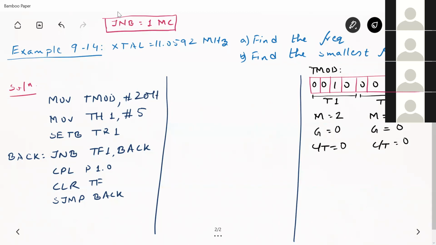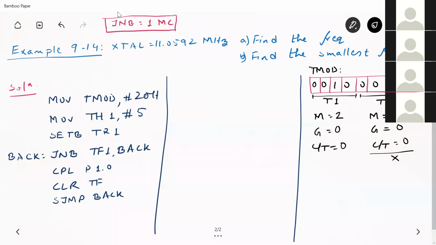In the next line, we see that we are using timer 1 because we have got TH1. So we can forget about timer 0. We don't need to worry about this. We can simply focus on timer 1. So we are moving the value 5 to TH1. Then we start the timer, that is TR1. JNB TF1, back. Fine, we stay in this loop.